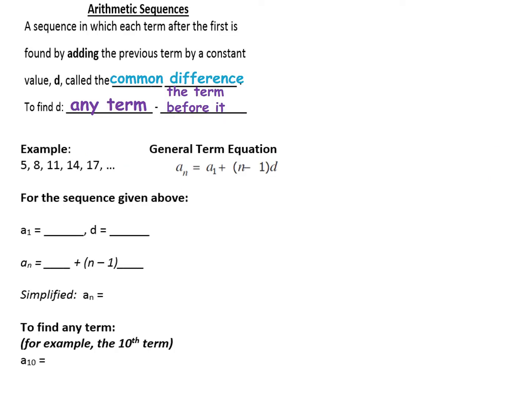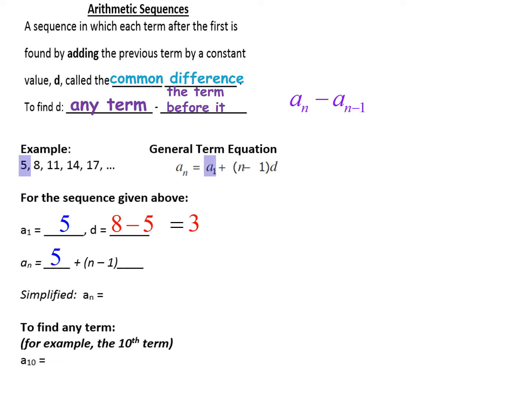All right, so again, we're talking about arithmetic sequences. You will be provided what we call a general equation, right here. Here's our first example. You are given a sequence, 5, 8, 11, 14, 17, and so forth. What we need to do is find the common difference and the first term in the sequence. The very first term listed is 5, so we jot that down. To find the common difference, we take any term and subtract the term before it. So I will take 8 and subtract the term before it, which is 5. So my common difference is 3.